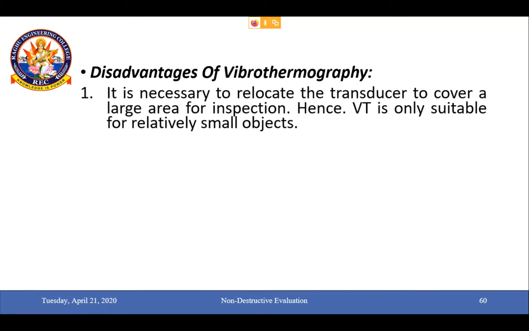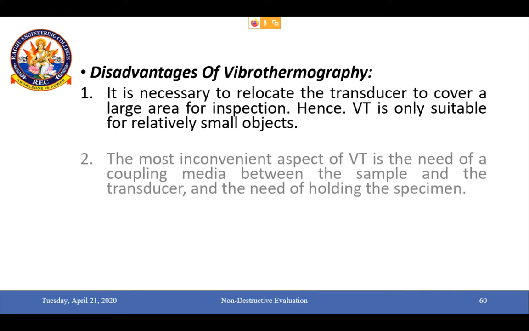Disadvantages: it is necessary to relocate the transducer to cover a large area of inspection. Hence, vibrothermography is only suitable for relatively small objects.